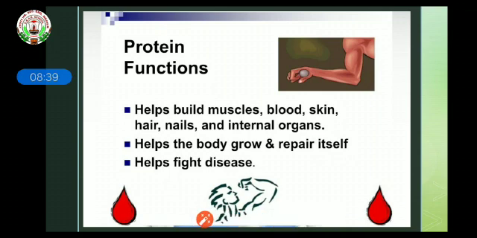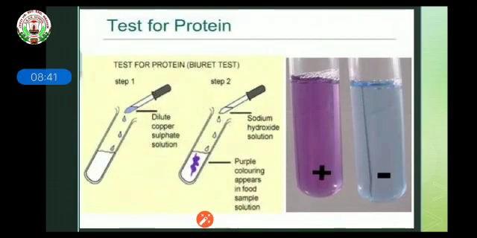Now we will see the test for protein, how we can test it. First of all, we have to take any food sample in a test tube and then add blue vitriol solution. It is another chemical which is made up of a mixture of copper sulfate solution and sodium hydroxide solution, and together we call it blue vitriol solution. When we add this solution to a food sample, after a few minutes it will change into purple color, which confirms the presence of protein in the food sample.